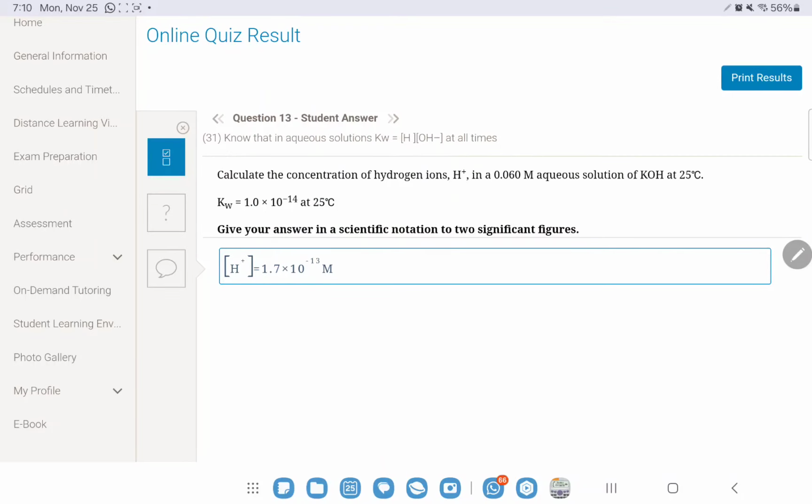Okay. So here we want hydrogen ions from KOH 0.6. So we just do 10 power negative 14 over the number of moles, 0.06. You're gonna get this answer when you put it into your calculator.